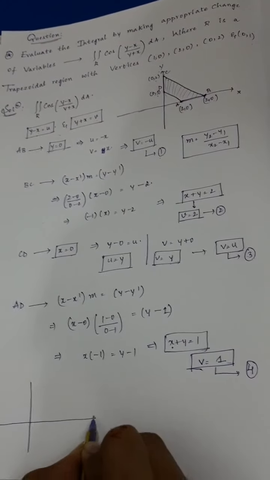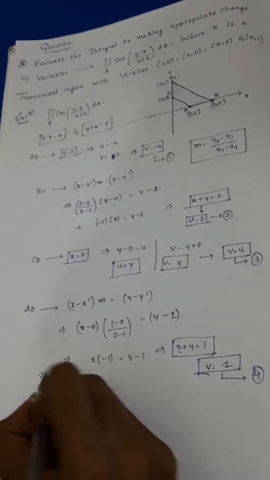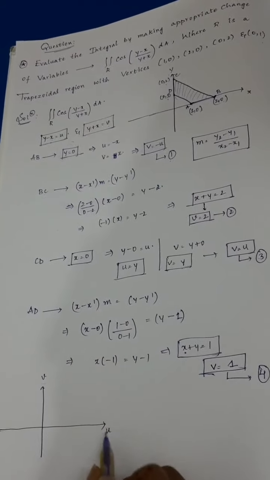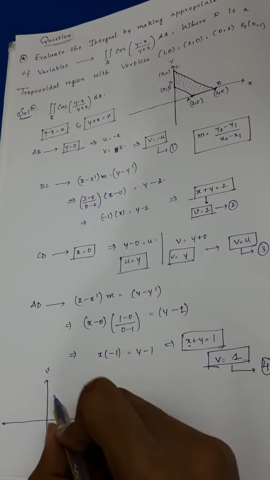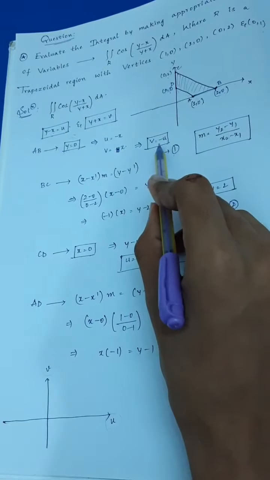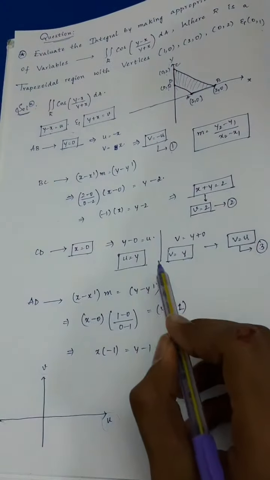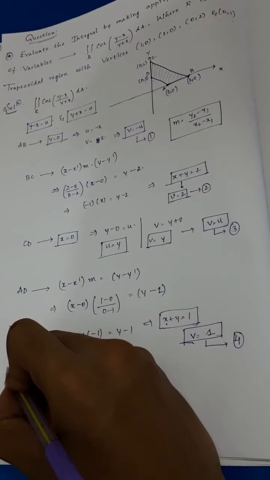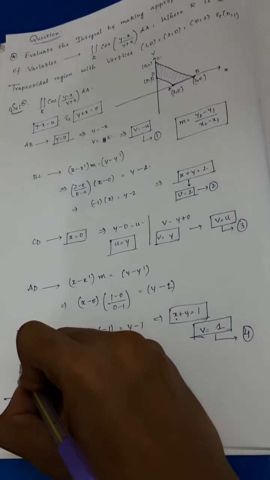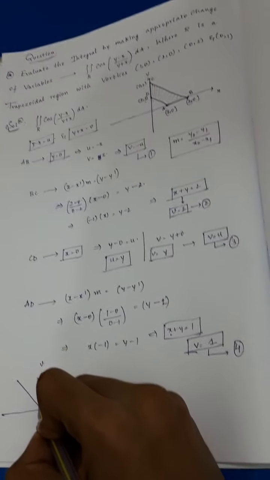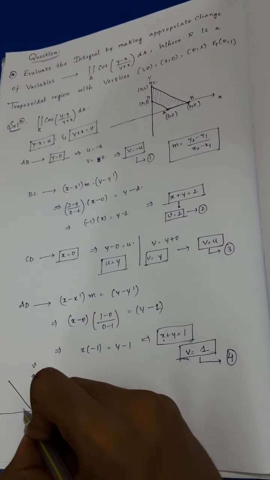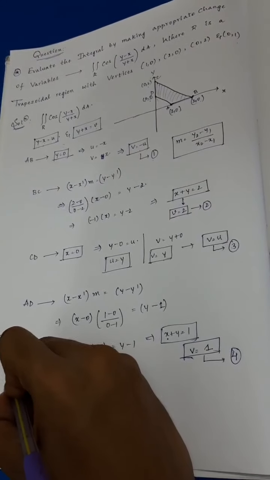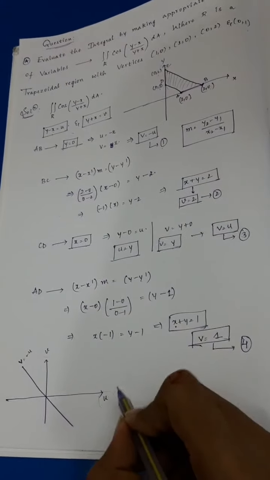So this is the v-axis and u-axis, similar to the x and y-axis. This is compared to the y-axis, this is compared to the x-axis. So the first line equation is v is equal to minus u. V is equal to minus u is nothing but a line passing through the origin with a negative slope of 45 degrees. It means it's bisecting these two axes but with a negative slope. This is v is equal to minus u.